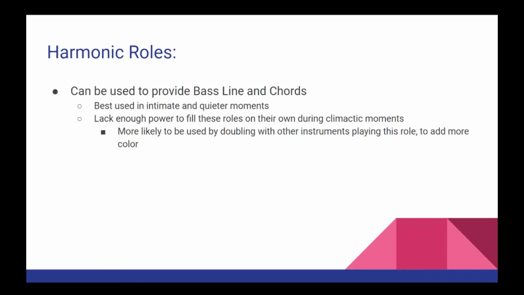In terms of harmonic roles, just like the brass and strings, the woodwinds can very easily provide the harmonic foundation and bed, aka the bass line and the chords. However, unlike the brass and string sections, woodwinds can't really be relied on to contain enough power to fill these roles alone during large climactic moments. They're much better suited for more intimate and quieter moments when the harmony is less likely to get buried underneath a much more powerful melody or countermelody.